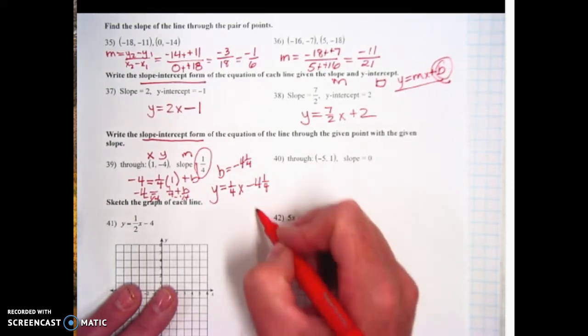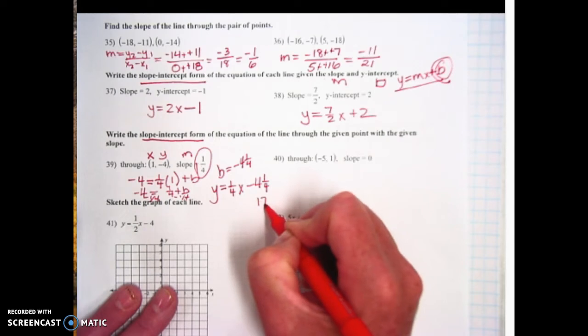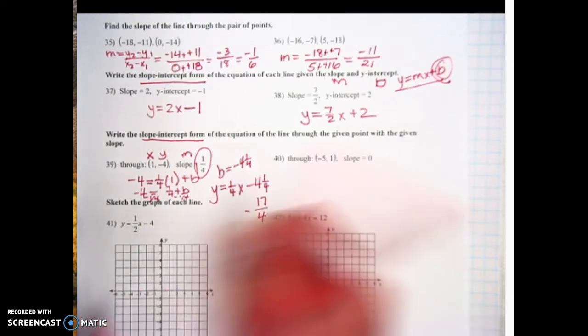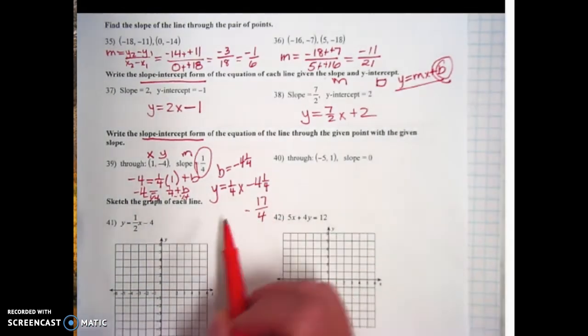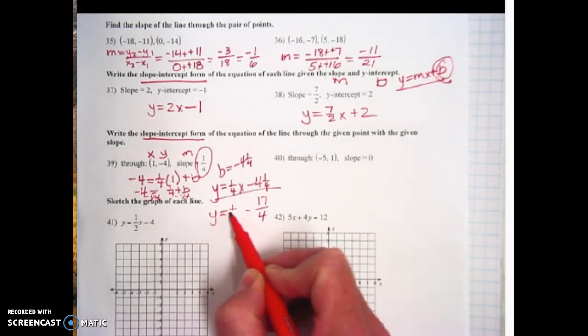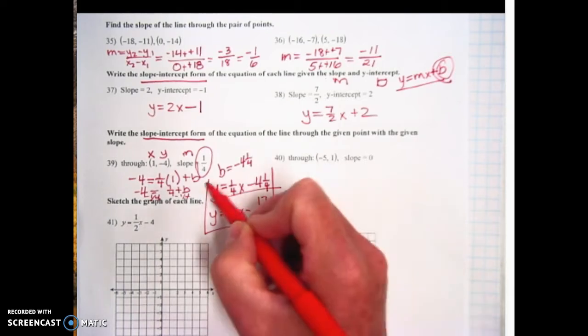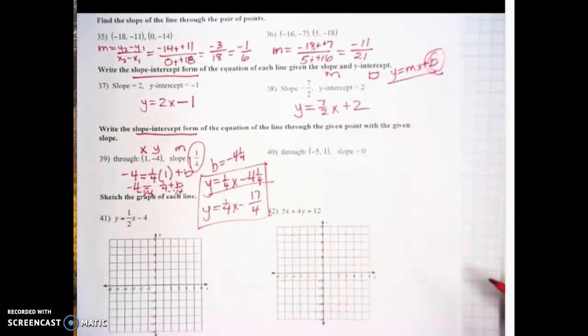Sometimes they change this to an improper fraction, so you'd go 4 times 4 is 16, plus 1 more is 17, so negative 17/4. So you can either write it like this, or you can write it as y equals 1/4 x minus 17/4. And if it's multiple choice, you have to just know which one it is.